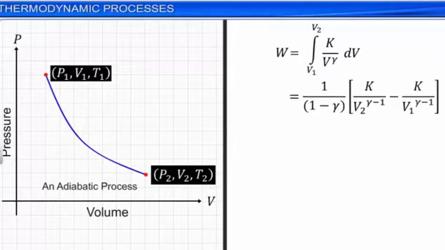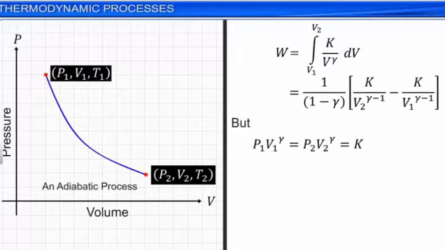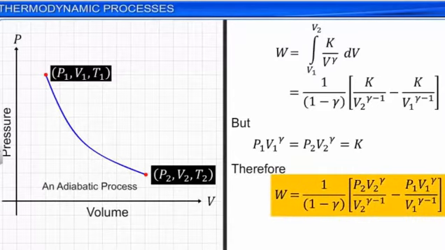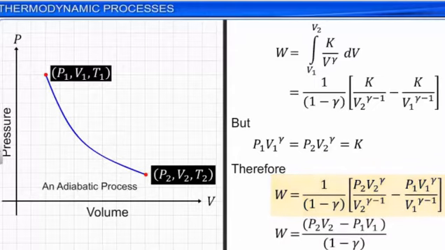Therefore, W is equal to 1 by 1 minus gamma into P2 V2 to the power of gamma by V2 to the power of gamma minus 1 minus P1 V1 to the power of gamma by V1 to the power of gamma minus 1, which is equal to P2 V2 minus P1 V1 by 1 minus gamma. Let this be equation 3. This is the expression for the work done by an ideal gas in an adiabatic process.